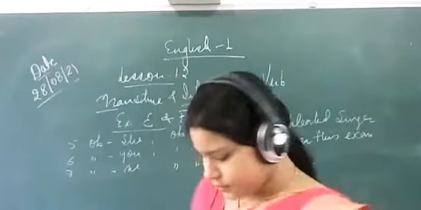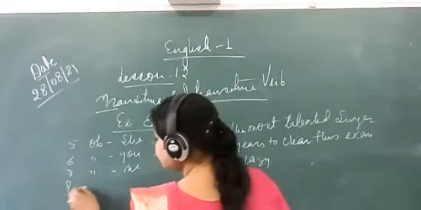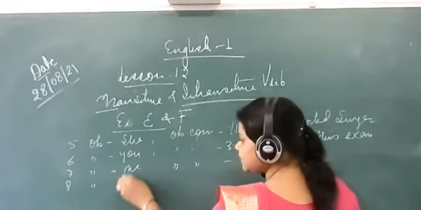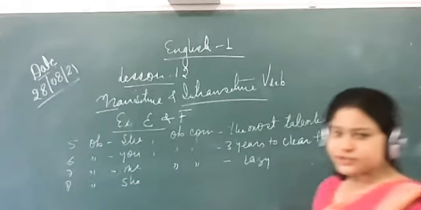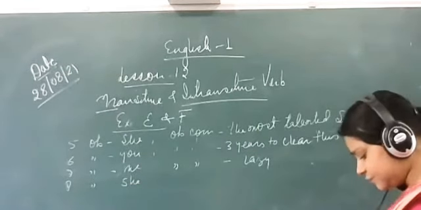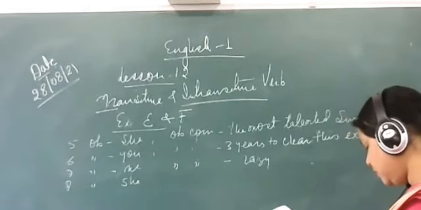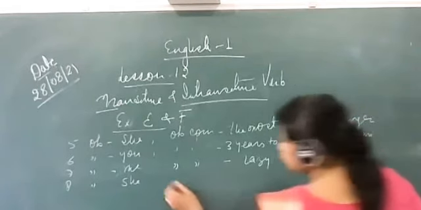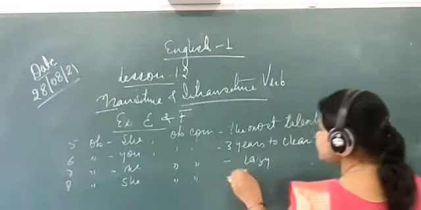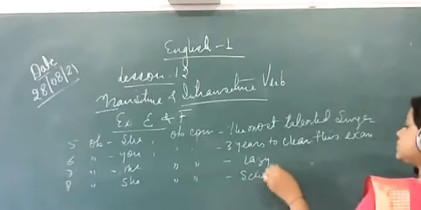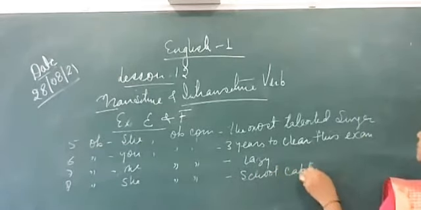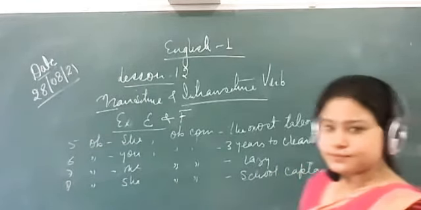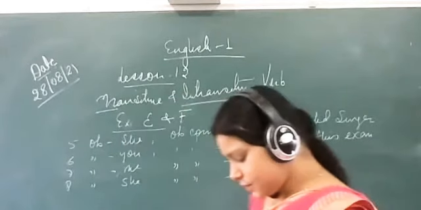Now number 8. In number 8, there are two she, so you have to write object for the second she, that is the second she given in your sentence. And what about objective complement? Here the objective complement will be school capital.